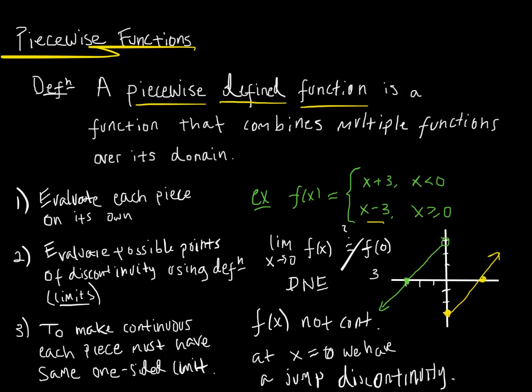Then I've identified a point of discontinuity. If we want to make it continuous, what we need is each piece must have the same one-sided limit. So as we saw here, each of these pieces must have the same one-sided limit in order for them to be continuous.